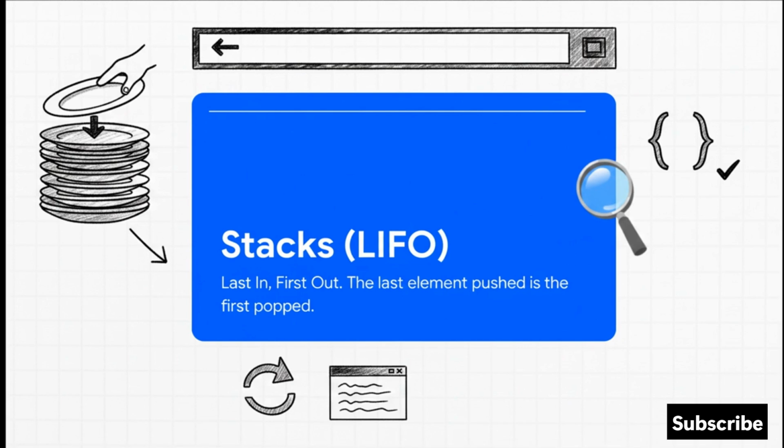This structure perfectly mirrors how your browser's back button operates, how balanced parentheses are validated in code, or how the undo function works in your word processor. Everything happens right at the top in constant O of 1 time.